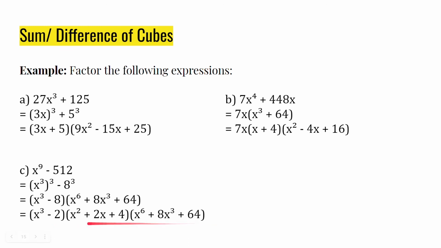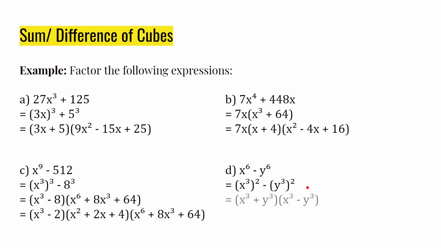So we must make sure that none of this can be further factored using the sum or difference of cubes. Now lastly, D. x raised to the power of 6 minus y raised to the power of 6. Now in this case, we can use the difference of cubes or squares to factor this expression, but I'm going to use the difference of squares first. So we can simplify the expression into this, which gives us the difference of squares, and factor the equation into this. Notice how these two terms are the sum of cubes and the difference of cubes too. So we can factor both of these further into this.